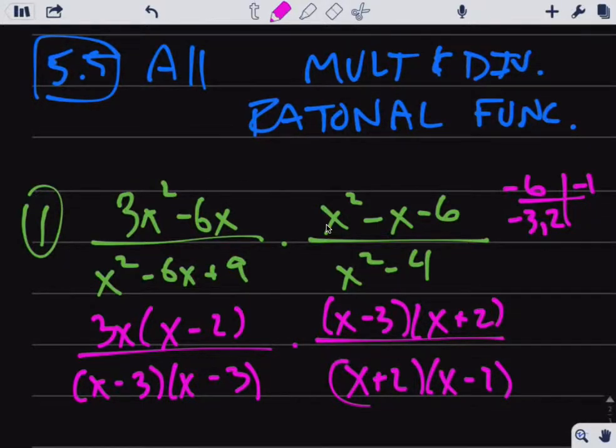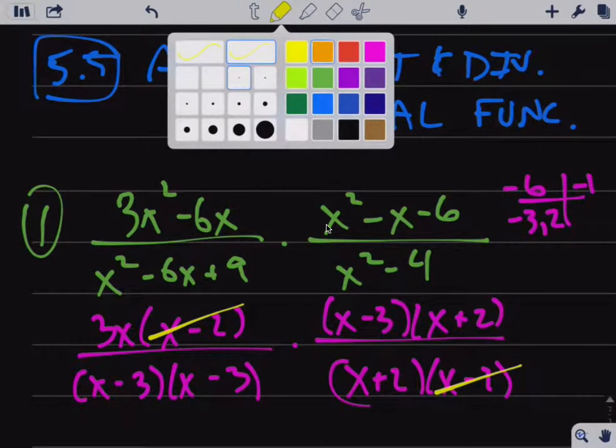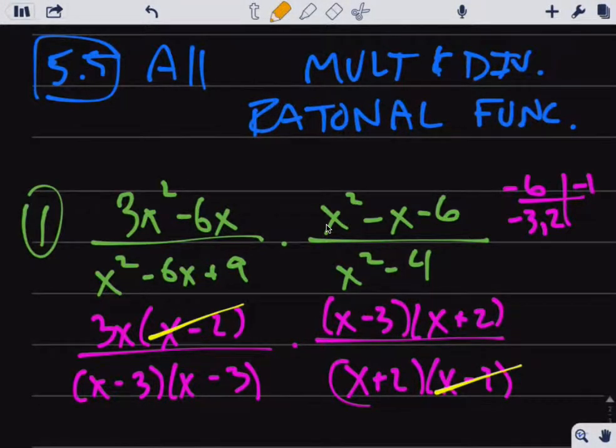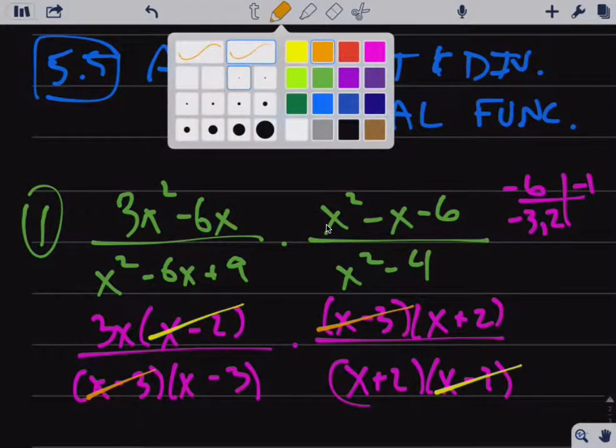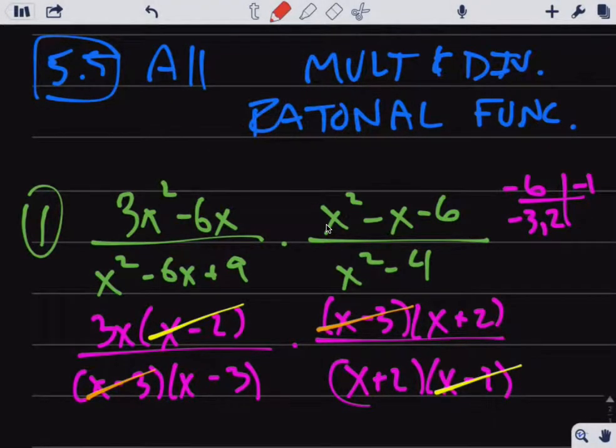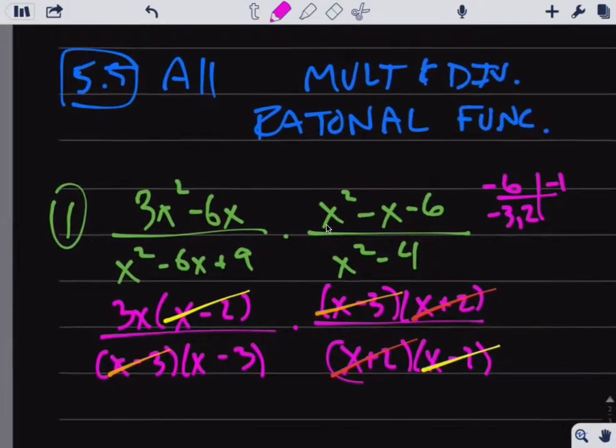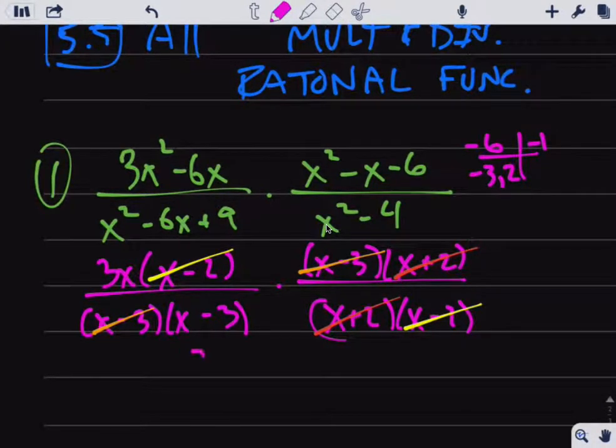Things start to cancel for us. It's nice. X minus 2 shows up on the top and the bottom. X minus 3 shows up on the top and the bottom. X plus 2 shows up on the top and the bottom. So we end up with 3x over x minus 3. That's that one.